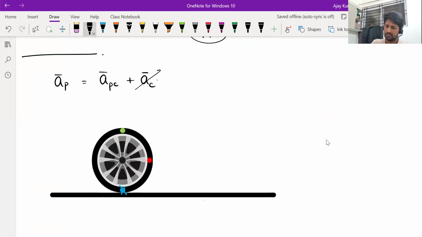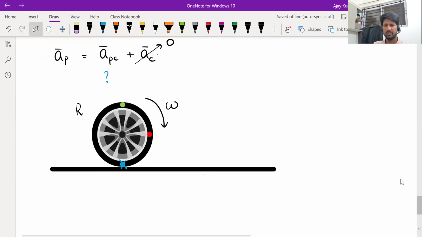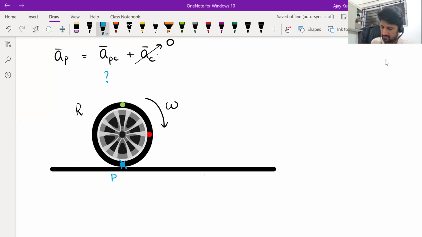Let's say acceleration of center of mass is 0. What is the acceleration of point of contact with respect to center of mass? I mean, how much? What all are you given? You are given r, you are given omega. Or you may be given v also. If you are given v, indirectly you are given r. Based on this, you try to derive. Any idea how to express acceleration of the point of contact with respect to center of mass?